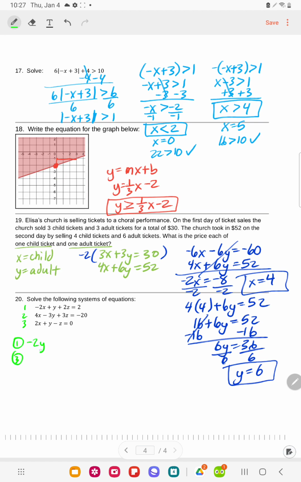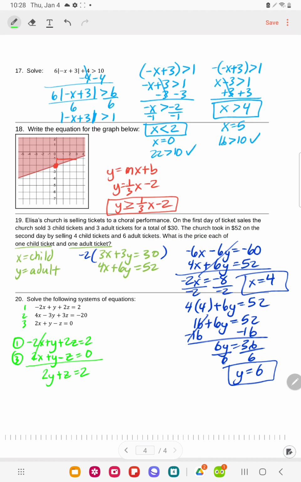So we have negative 2x plus y plus 2z is equal to 2. And then our third equation reads as 2x plus y minus z is equal to 0. So the negative 2x and positive 2x cancel out. We have y plus y gives us 2y, and the 2z minus z gives us a positive z equals 2. Okay, so we took care of the x's.